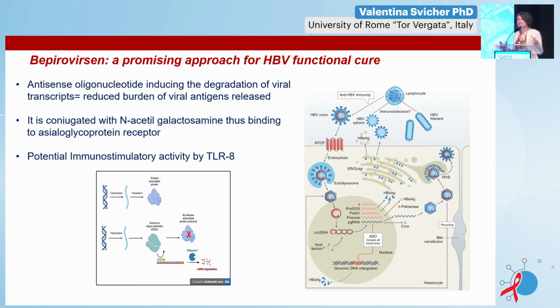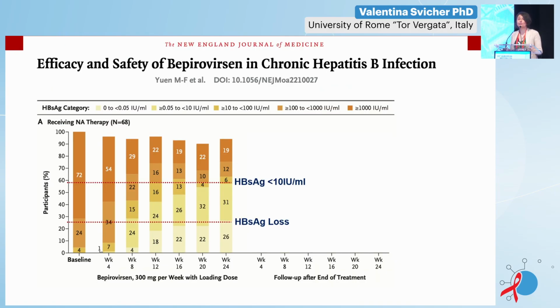What is bepirovirsen? Bepirovirsen is an antisense oligonucleotide capable of inducing the degradation of all viral transcripts. At the same time, there's evidence that bepirovirsen is endowed with immune modulant activity, presumably by activating innate immune responses.